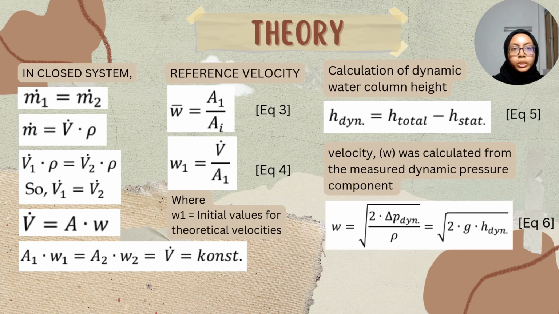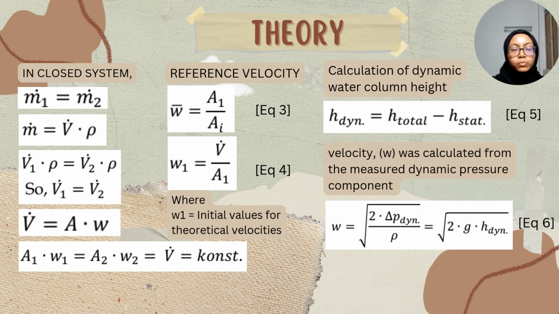We move to the theory part. The venturimeter will be in a closed system. Hence, the mass flow rate for point 1 and 2 will become constant. We will simplify the variable of the mass flow rate and we will end up getting constant volumetric flow rate for both points. For equation 3, this is the equation that we will use to find the reference velocity. A1 is the area at point 1, while A1 is taken from the table. The volumetric flow rate will be used in equation 4 to find the initial values for the theoretical velocities.